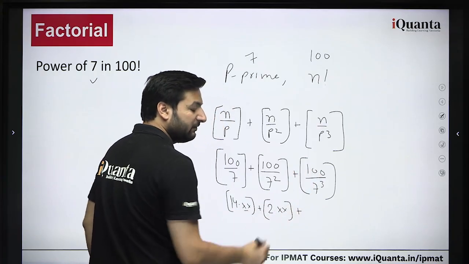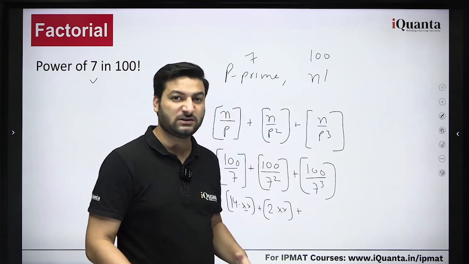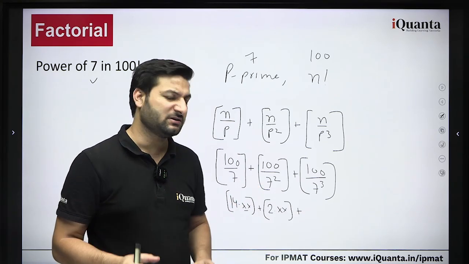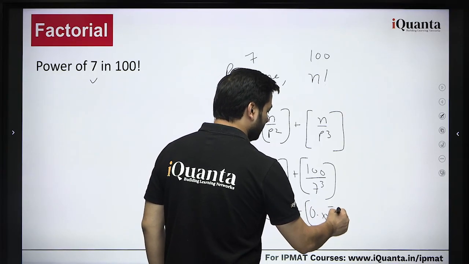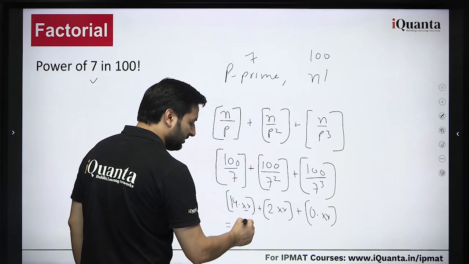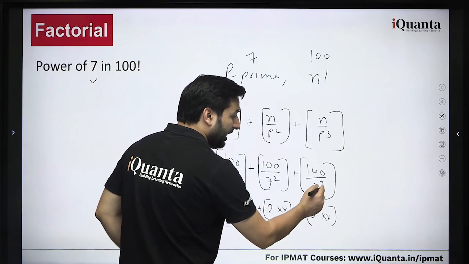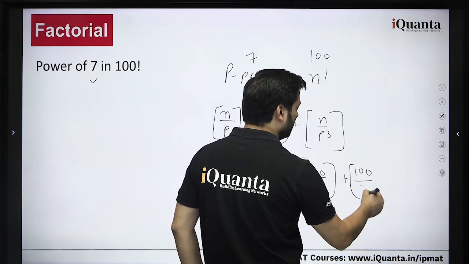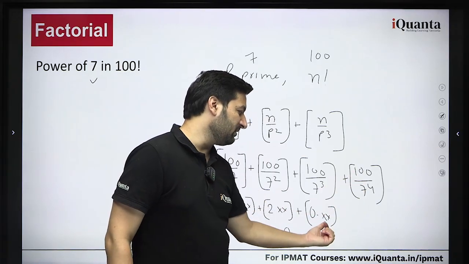And the moment we reach here, 100 upon 343 will give me 0 point something. Whenever we have a fraction in which the denominator is bigger than the numerator, we always get an answer in 0 point something something. What is the integer part of 14 point something? It will be 14. Integer part of 2 point something is 2. Integer part of this is 0. And all the further fractions, like 100 upon 7 to the power 4, will also have value 0 point something, and its integer part will be 0.